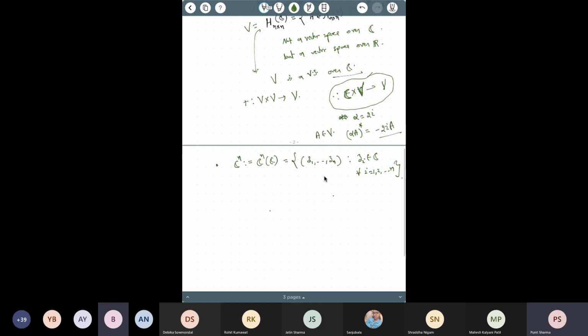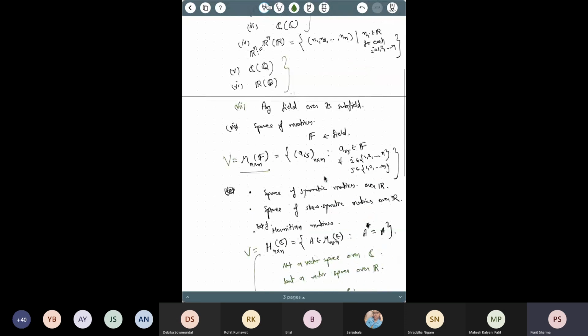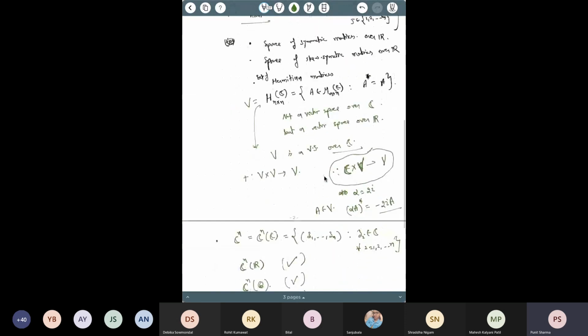Similarly, you can also talk about Cn over R. So this is also a vector space. Cn over Q, this is also a vector space. Q over Q is also a vector space. So there are many examples you can construct and you can verify. These are some standard ones. We have already talked about these Euclidean spaces. We have talked about the space of matrices.